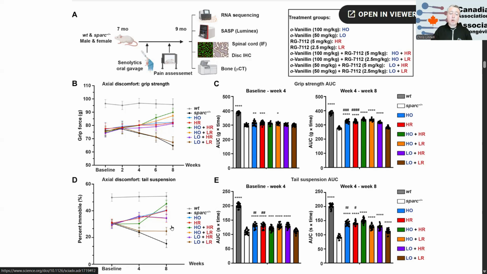Once again, the best performing group at the end of 8 weeks was the combined high dose treatment group, which can also be seen in the area under the curve in E here, where after 4 weeks, there's not much differentiation between the untreated and the treated mice. However, after 8 weeks, there's a clear divergence, with once again the combined high treatment group showing the best results.